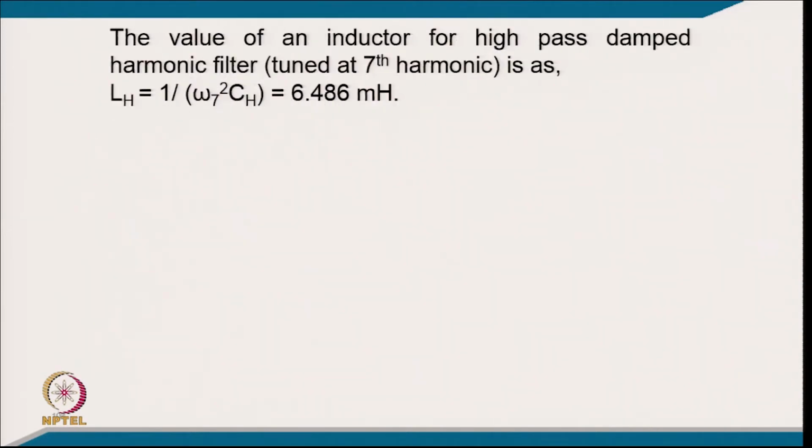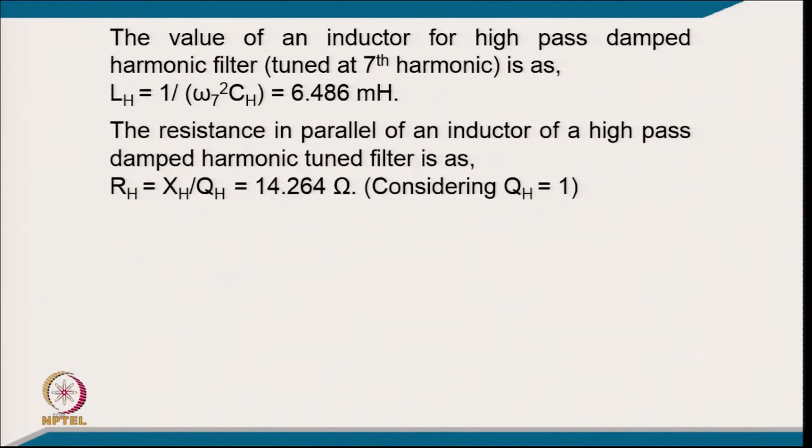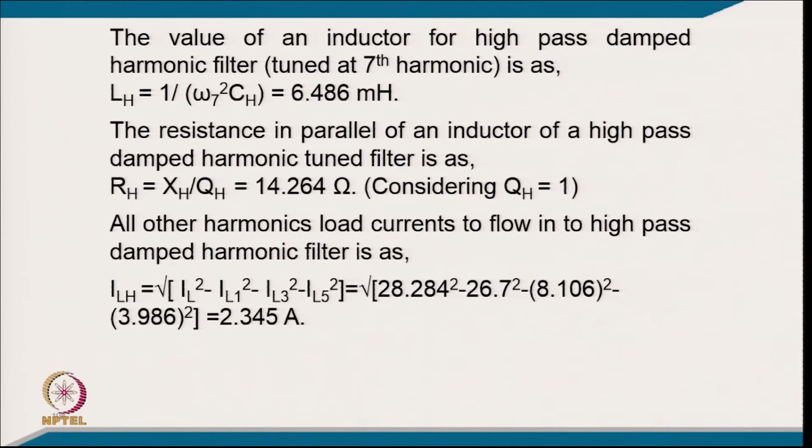Similarly, coming to the high pass filter, the value of the inductor for the high pass damped filter, which is tuned for the seventh harmonic, is LH equal to 1 upon omega 7 square CH. It comes 6.486 millihenry. The damping resistance in parallel with the inductor of the high pass damped filter, calculated from XH upon N where the quality factor is taken as 1, comes 14.264 ohm, and all the other load components flow through the high pass damped filter.